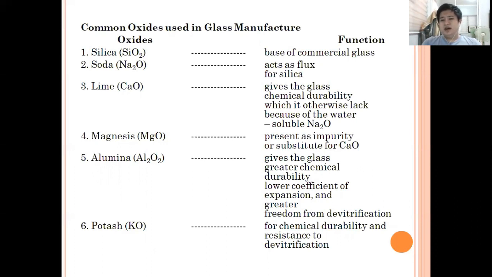When it comes to soda, it is added to add durability to the silica. Lime is added to add durability to the glass. If we add lime to silica glass, it adds a small degree of durability, although it is still fragile. Next, we have magnesia, which is the substitute for lime. If there is an absence of lime, magnesia will be added. The same way, it adds a small amount of durability to glasses.